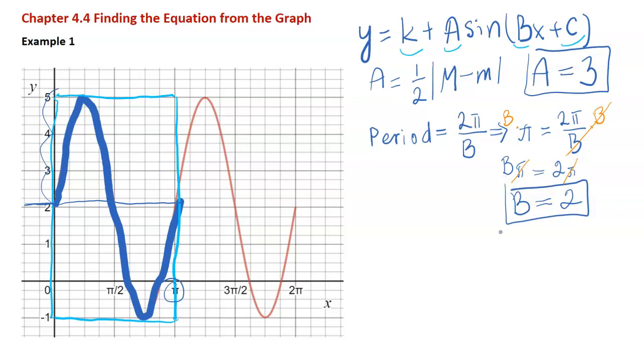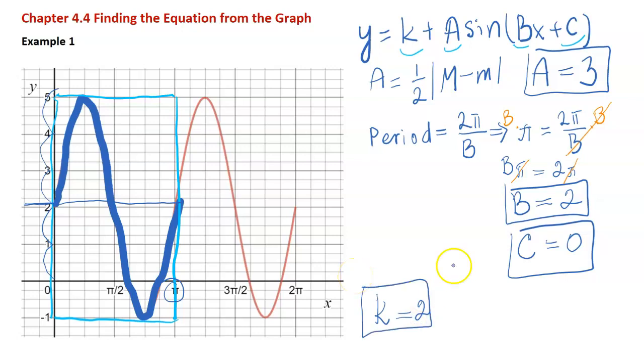So we have coefficient A, coefficient B. Now let's find coefficient C. Coefficient C identifies the horizontal shift of the graph. The graph has no phase shift, so coefficient C is equal to 0. And finally, coefficient K that identifies the vertical shift of the graph. We can observe that the graph shifted 2 units up, so K is equal to +2.